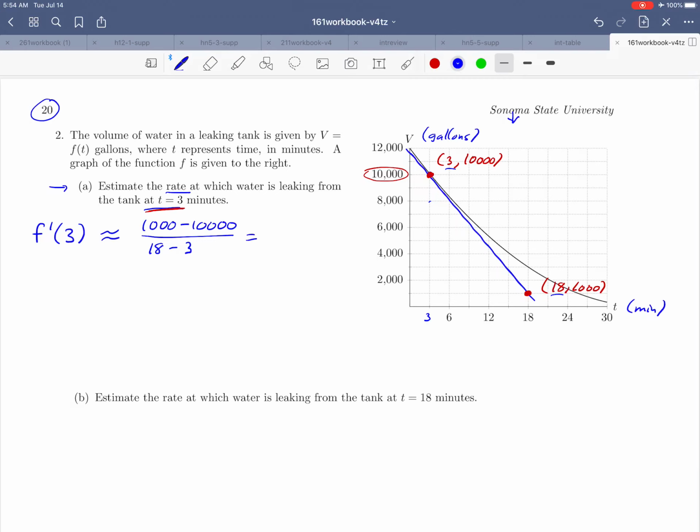And you can do that calculation. If you calculate that fraction, you're going to get negative 600. And my question to you would be, what are the units on that number that we just calculated? Well, think about the units in the numerator and the denominator. These 2 numbers that I'm circling, those were gallons. And these 2 numbers were minutes. So we should be talking about units of gallons per minute here. Makes sense, because what we're trying to calculate is a rate of change. So, in words, we could say that the tank is leaking at a rate of 600 gallons per minute at t equals 3 minutes.